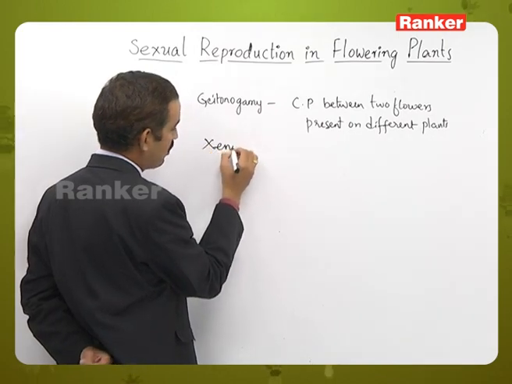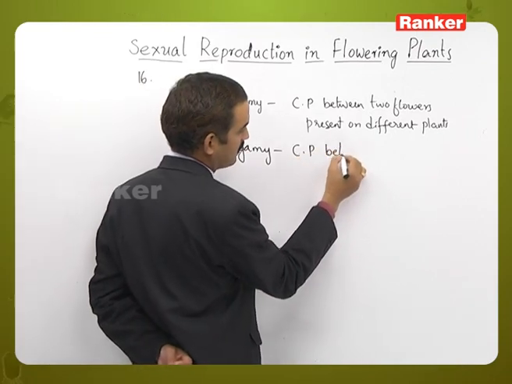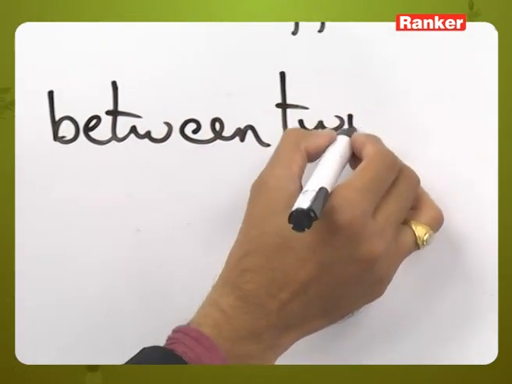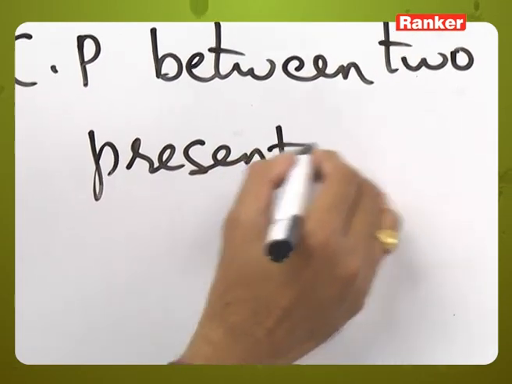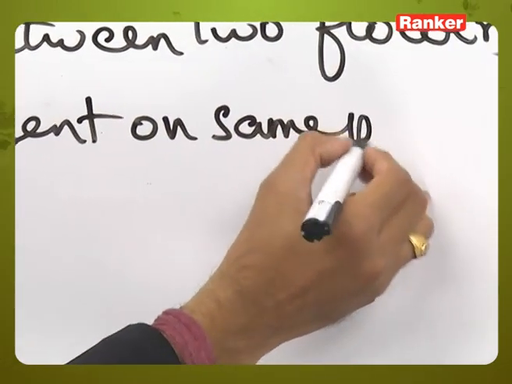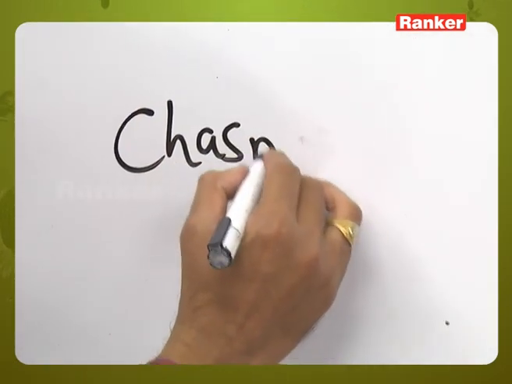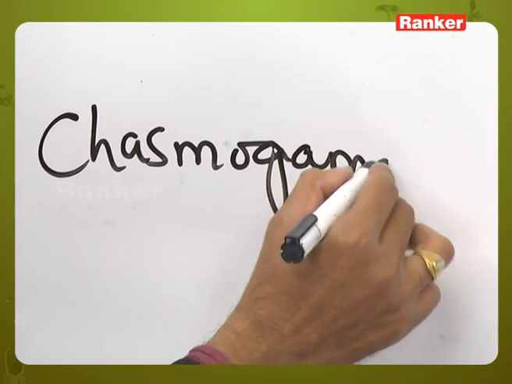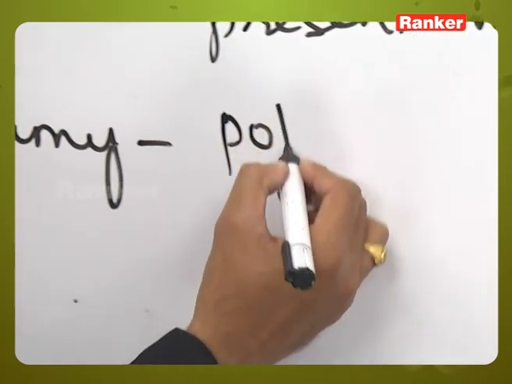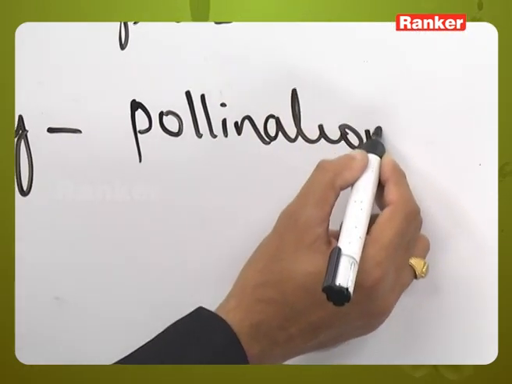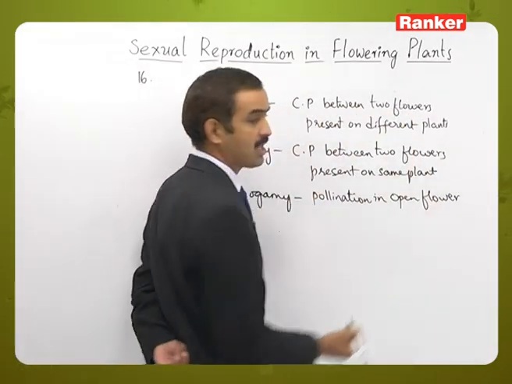The second one is xenogamy. Xenogamy is a process where cross pollination occurs between two flowers, but these two flowers are present on the same plant. So it is also cross pollination. And the next one is chasmogamy. Chasmogamy is a process of pollination which occurs in an open flower. So there is a possibility of cross pollination here.